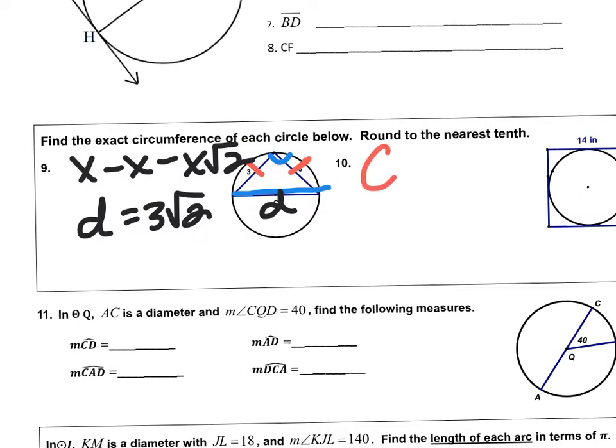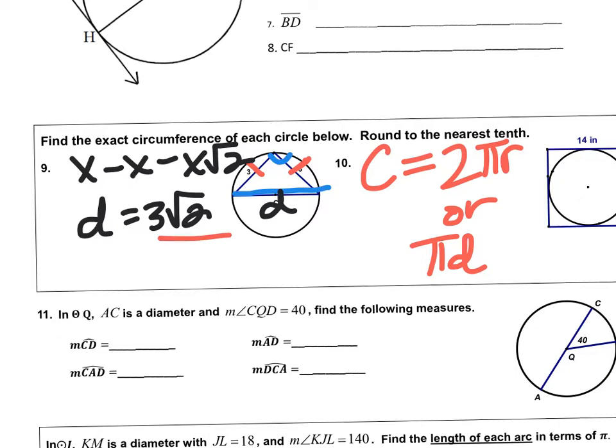Whenever I'm working circumference, I can do 2 pi radius, or I can do pi times the diameter. Since I already know the diameter is 3 root 2, then my circumference is 3 root 2 pi. That's the exact answer. If I went to the nearest tenth, that's when I have to type that into the calculator. So you do need to remember your 45, 45, 90 relationships along with your 30, 60, 90.